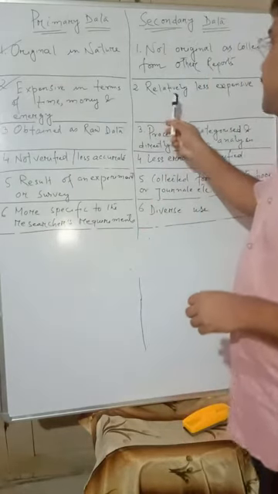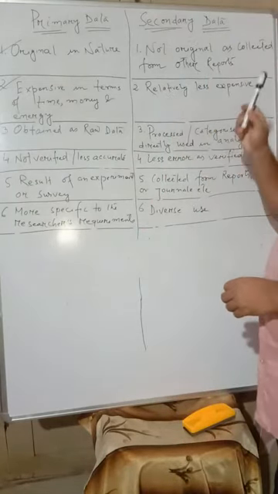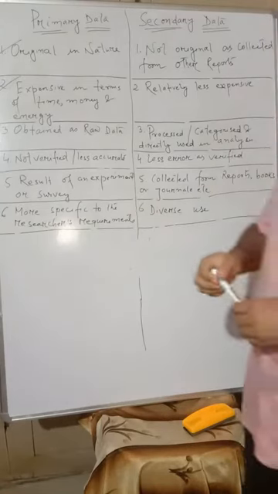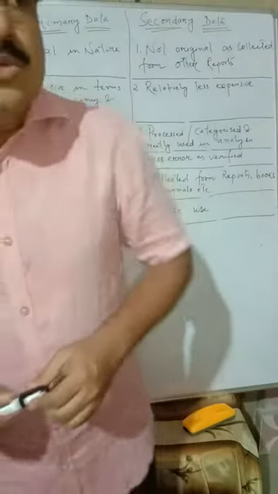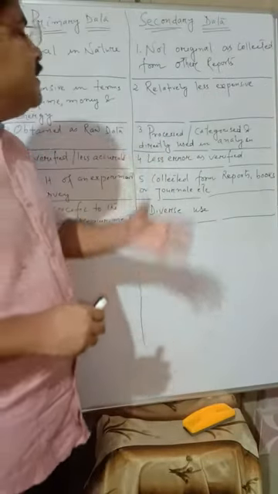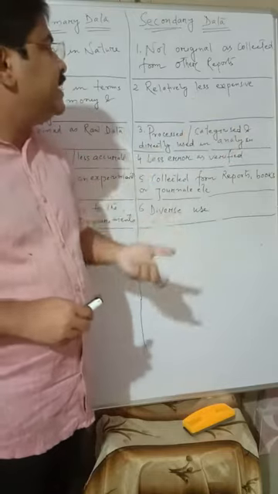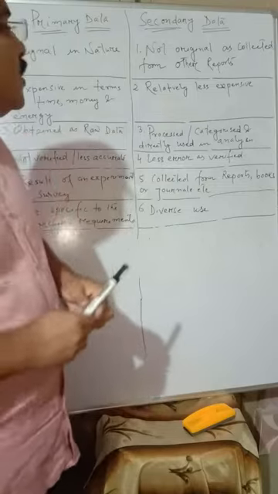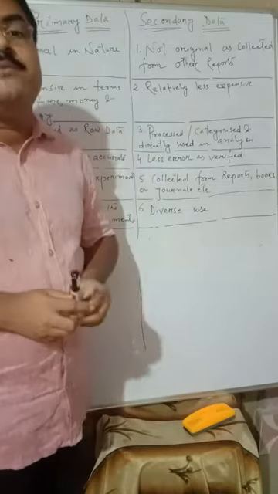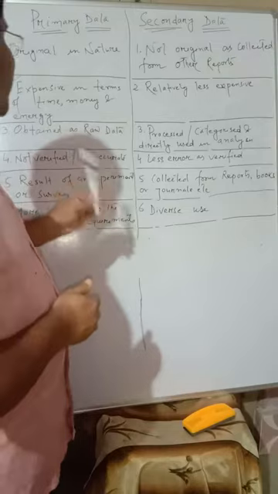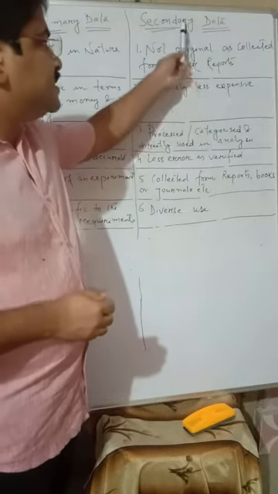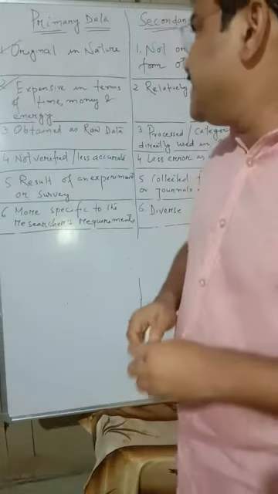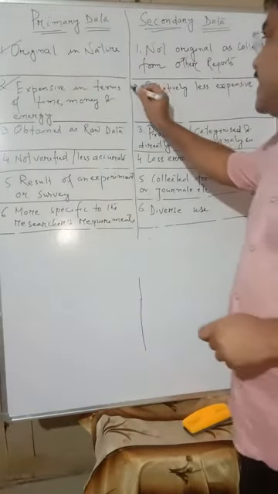But secondary data is relatively less expensive in terms of money, energy and time. Why is it less expensive? Because somebody else has already collected that information, and in ready-made format you are getting it from that source. So by spending less time, less energy and less money, you can collect secondary data from somebody else's report. So it is less expensive.